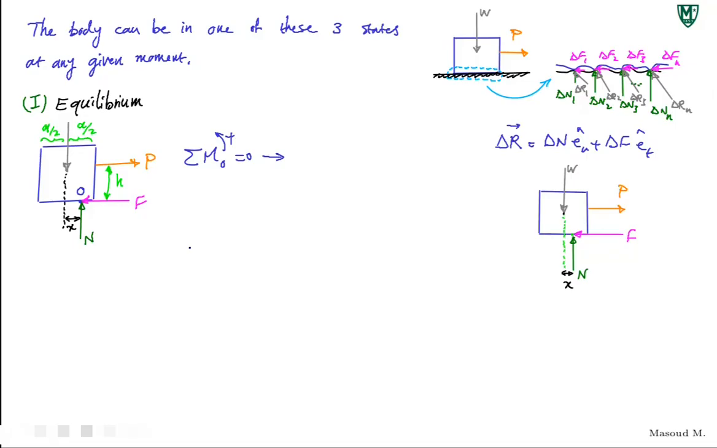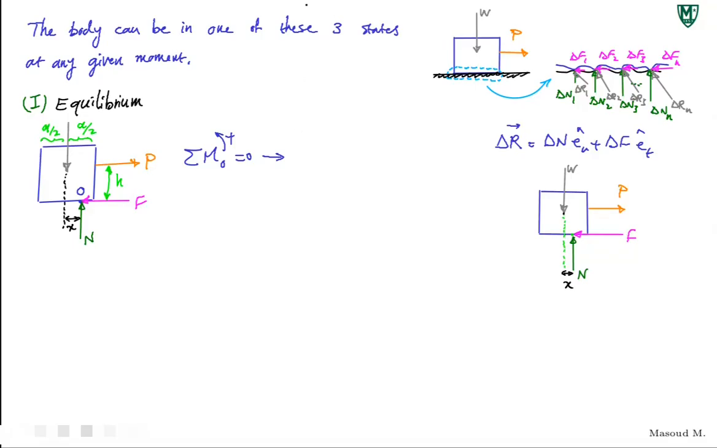As I said, there are three possible states at any given moment for a rigid body. State one, equilibrium: the magnitude of friction is unknown. It's some unknown that you have to find from your rigid body. So you're adding an unknown to your free body diagram. Treat that as an unknown. Now, you can find where x is without knowing that unknown.